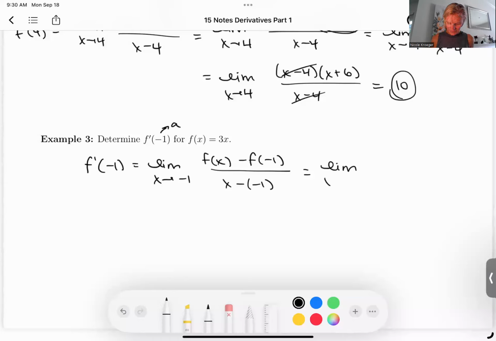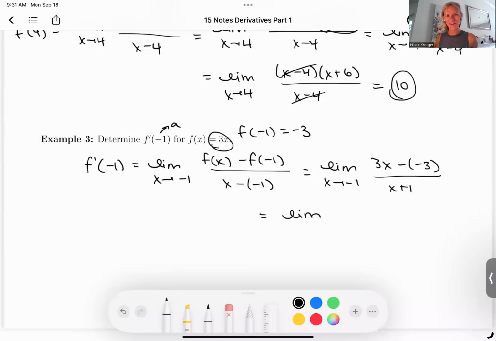So we get a limit as x approaches negative 1. My function is 3x. f of negative 1 will be negative 3. So I'm going to have 3x minus a negative 3 over x plus 1. So once again, if I plug negative 1 in here, I get 0 over 0. So I have to simplify. So I get a limit as x approaches negative 1 of 3x plus 3 over x plus 1. Well, we can pull a 3 out of 3x plus 3, so we're left with 3 times x plus 1 over x plus 1. These cancel out and we're just left with 3. We don't have anywhere to plug the x in, so our answer is just 3.